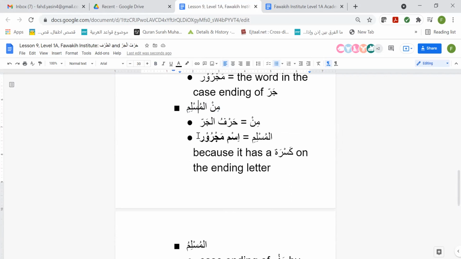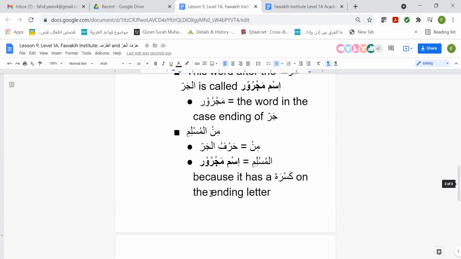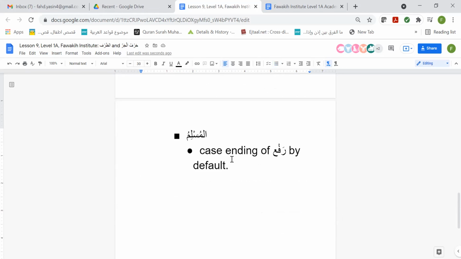Stop me if it's confusing, but this is why I mentioned it several times during the first few office hour sessions, and I'm sure your teachers have too. The case ending of rafa is by default. And this is what we mean by that: there's nothing coming before that particular word of interest that would tell us otherwise. If there was a min or an ila or a wow or a fi or a lam or a lan or the countless other things that could come before it, that would be different. Then it's not in the state of rafa. It will be in a different state.